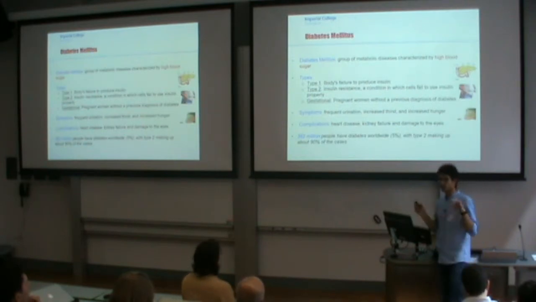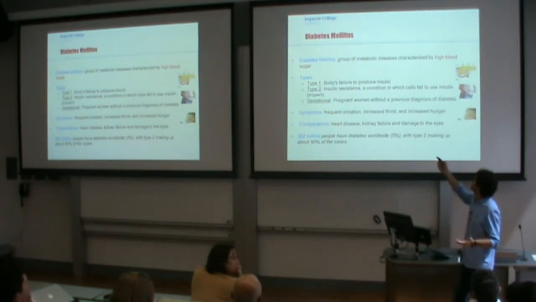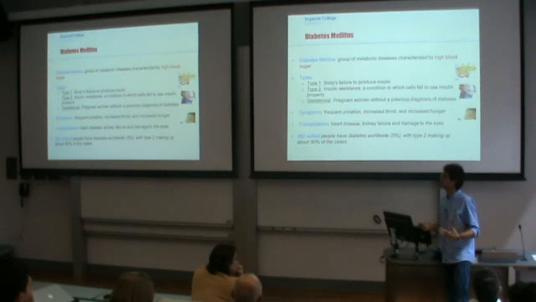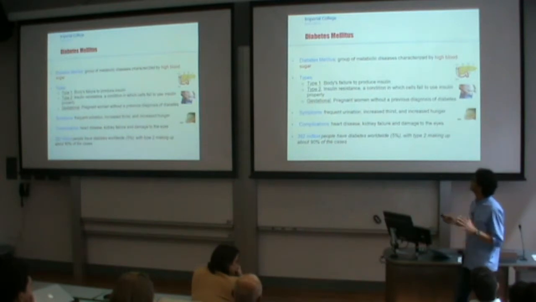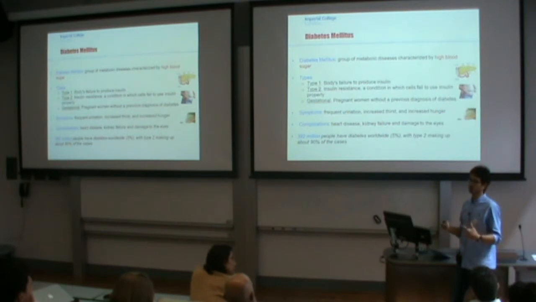So let's start by putting the work in context. Probably some of you already know these concepts, but diabetes is a big problem. The definition is a group of metabolic diseases characterized by high blood glucose, and we can differentiate between different types. There is type 1, when the cells in your pancreas don't produce insulin. It's an autoimmune process that destroys the beta cells, so you need exogenous insulin.